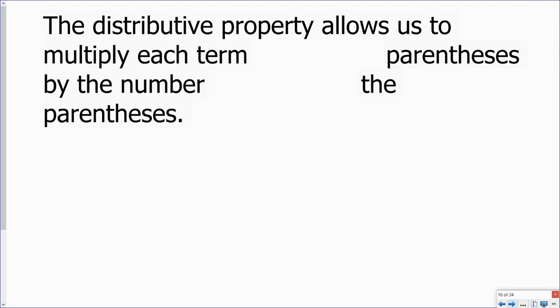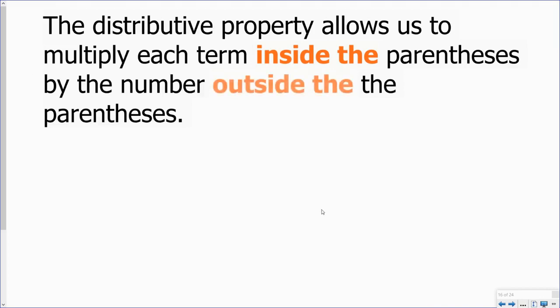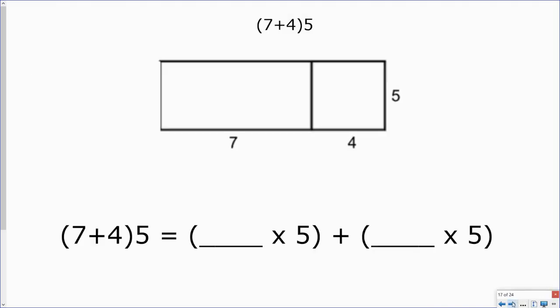So now let's talk a little bit about this distributive property. The distributive property allows us to multiply each term inside the parentheses by the number outside the parentheses. So let's take a look at this. Here I have 7 plus 4 multiplied by 5, and I have my area model to represent my multiplication. So here's my 5, which is outside the parentheses, and here's my 4 and my 7 that are inside the parentheses.